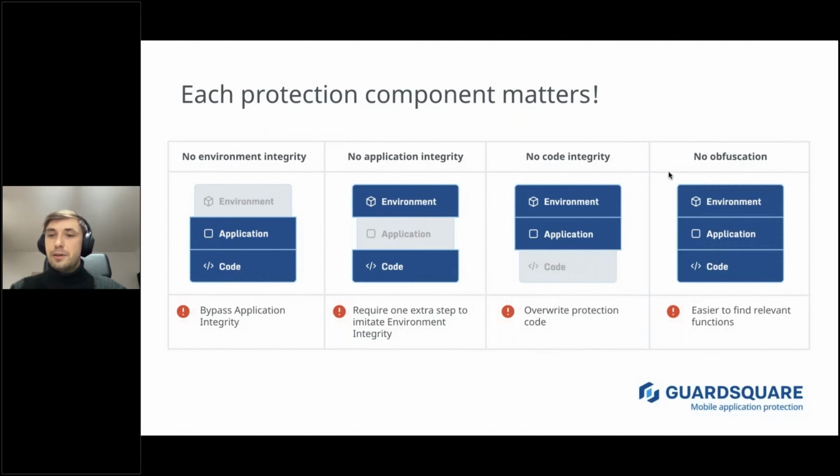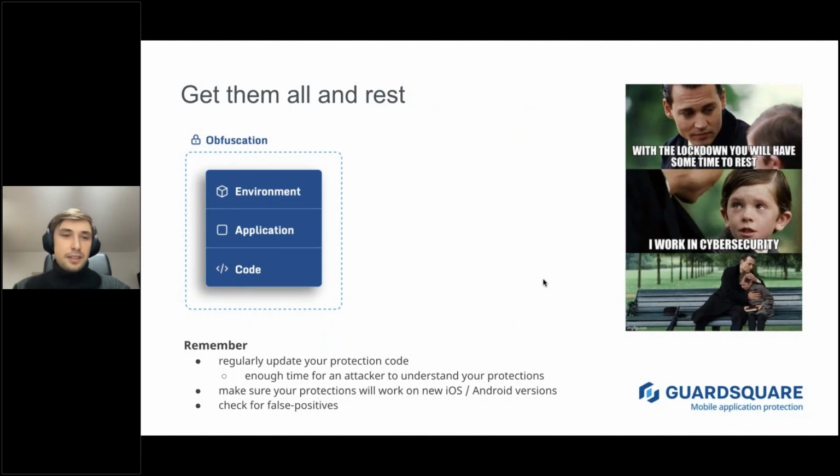Then about obfuscation, if we don't implement that one, it's easier for an attacker to find relevant functions. So you know how easy it was to find unsuccessful payment or die and revive methods in Among Us. So here we know that we should implement all of those components, all of those guidelines to make our app secure.